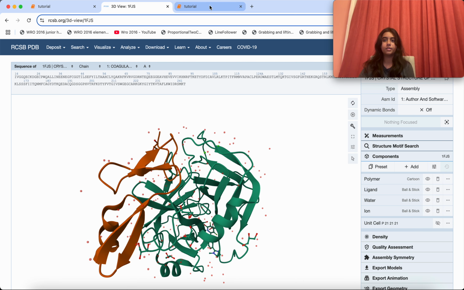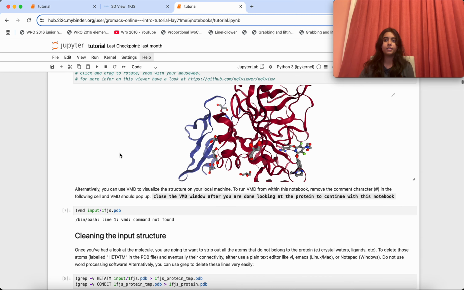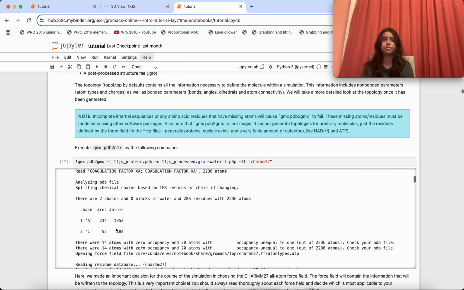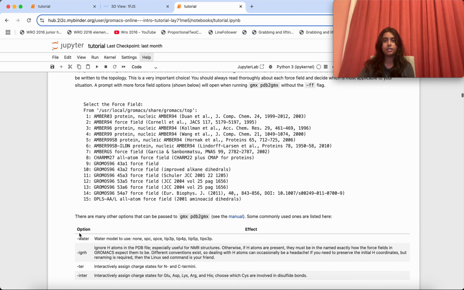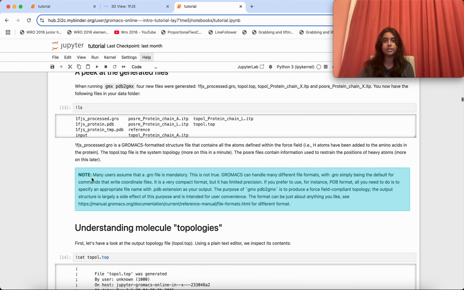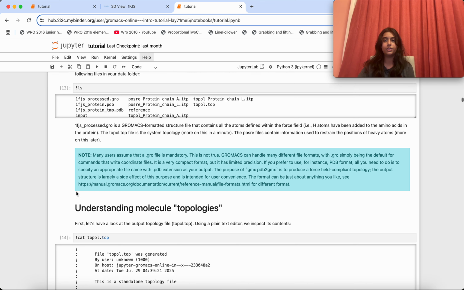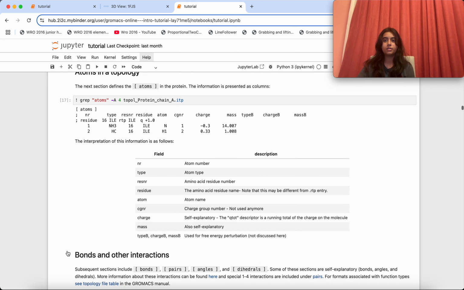We first prepare the imports and obtain the input PDB file. Then we do a bit of cleanup to strip out atoms that do not belong on the protein. We then generate the topology for the molecule and some other necessary files like position restraints. This will have all the information necessary to define the molecule within a simulation. The next several steps are essentially to review the generated files and understand them. So we will just run through these cells quickly.